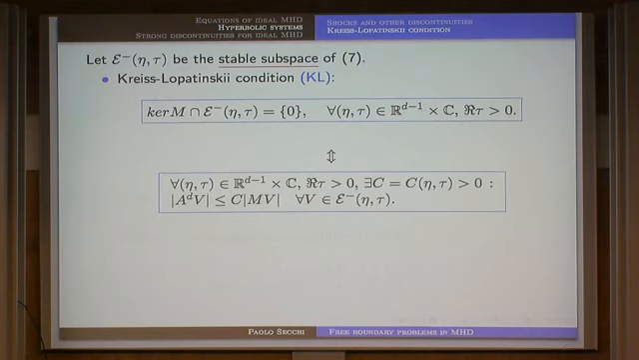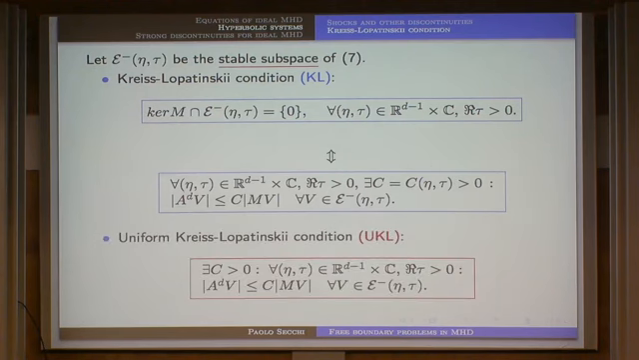So you see that if V is in the stable subspace and satisfies a homogeneous boundary condition, MV is 0, so AD of V is 0, AD is invertible, and V is 0. And we are in this situation here. Okay, this is the Kreiss-Lopatinsky. The uniform Kreiss-Lopatinsky is this one. We have the same estimate as before, but the constant is independent of eta and tau.